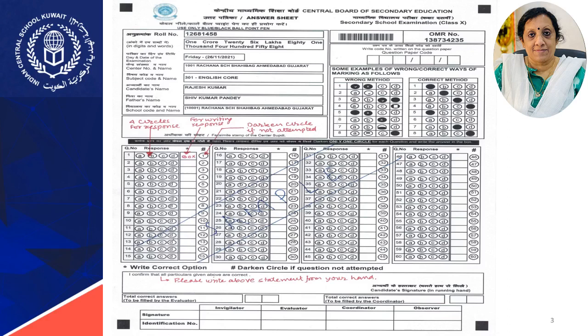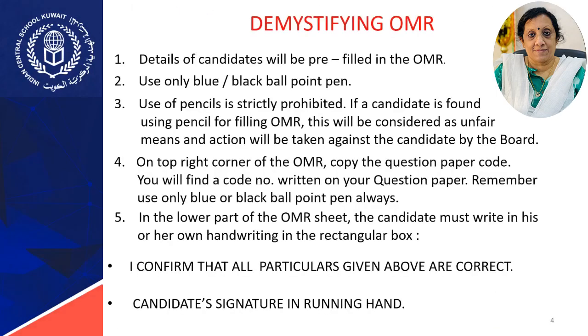Children, towards the bottom part of the OMR, you find a large rectangular box. Now here you have to copy the line that is already printed. You will write here with a pen, I confirm that all particulars given above are correct. And towards the right, you will sign in running hand. Children, this OMR concept is perhaps new to each one of you. So let me just try to demystify filling the OMR.